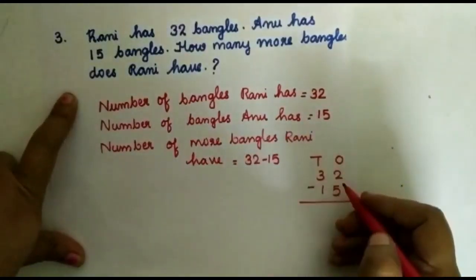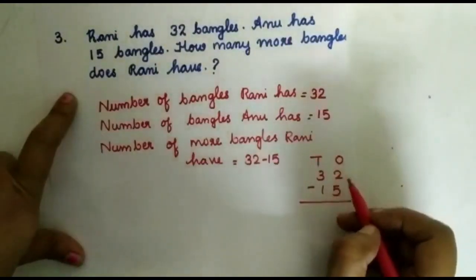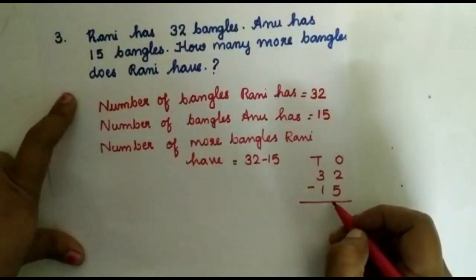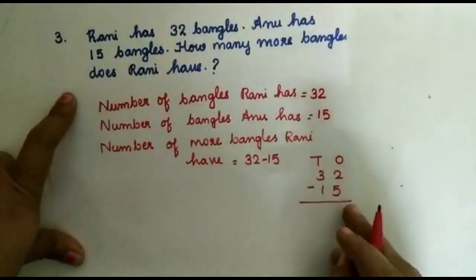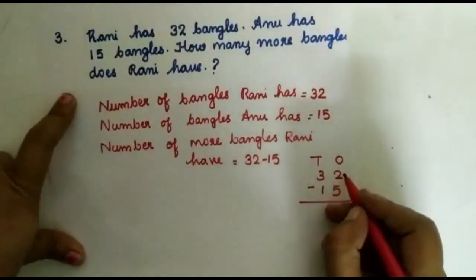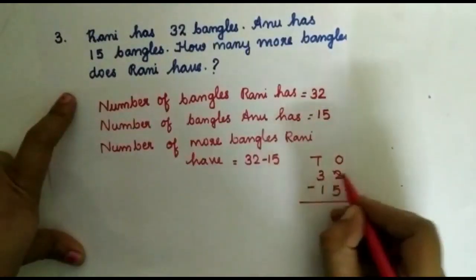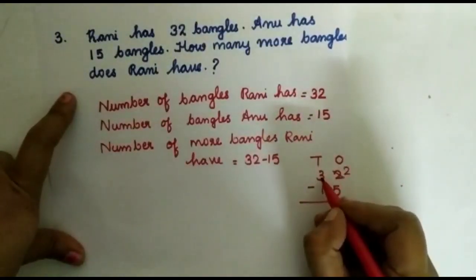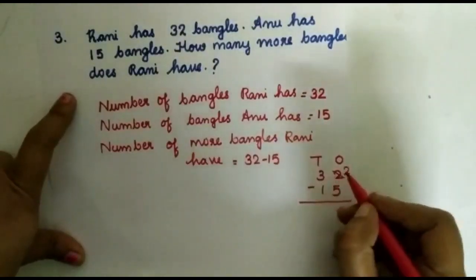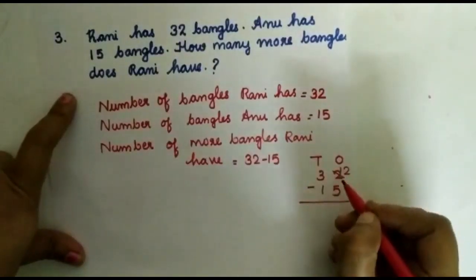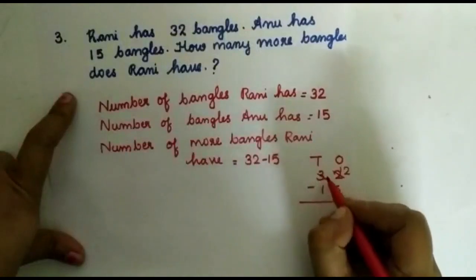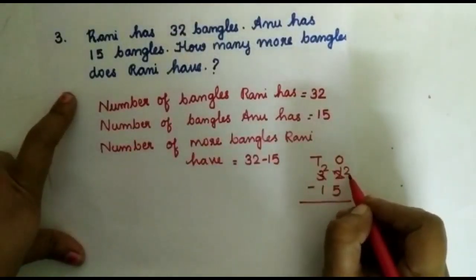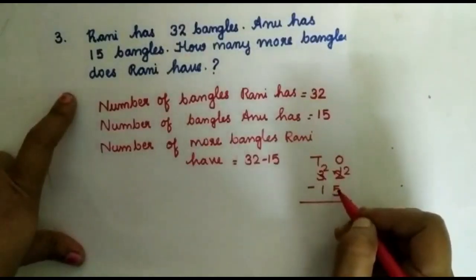First we have to subtract the ones place, that is 2 minus 5. 2 is the smaller number, 5 is the greater number, so we can't subtract. So borrow one from the tens place. Then 2 becomes 12 and 3 becomes 2. Now 12 minus 5.